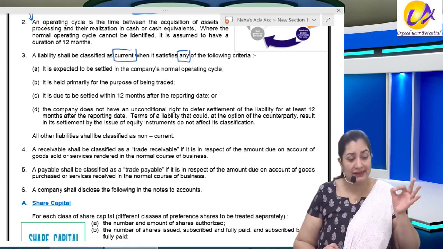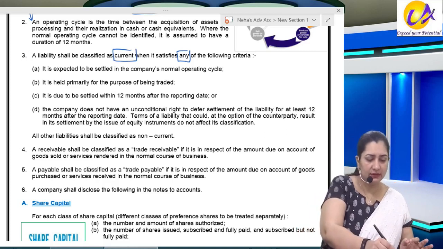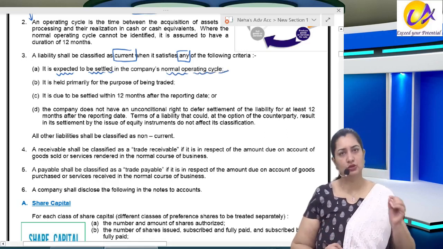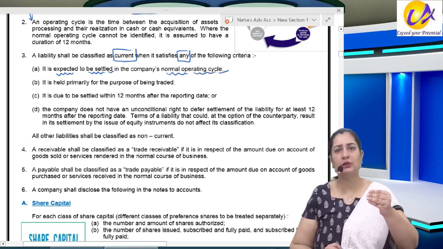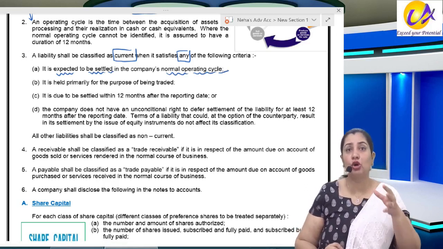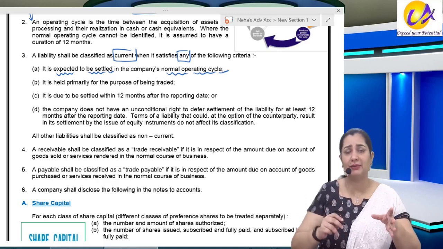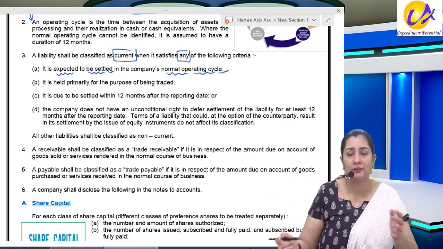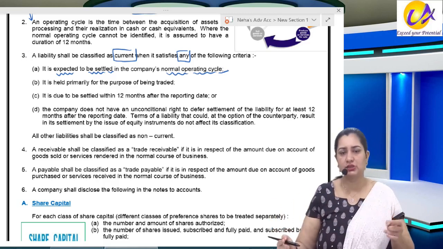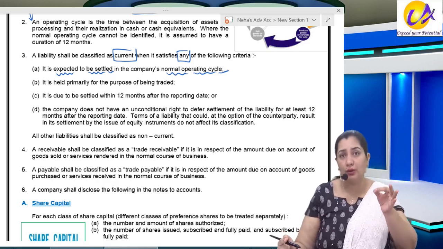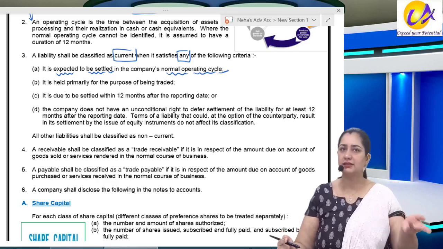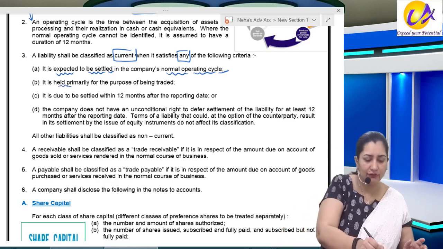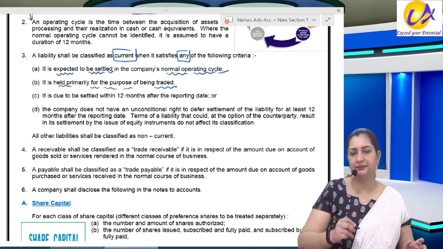One, you are expected to settle it within the normal operating cycle. So same like that, you are expecting that it will be settled in your normal operating cycle. Your normal operating cycle can be 6 months, 12 months, 18 months, 24 months, even 2 years, 3 years, 4 years. We never know, because it depends on business to business. So if it is expected to be settled in the normal operating cycle, then it is current. Or it is held primarily for being traded.